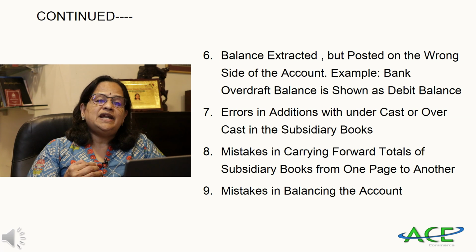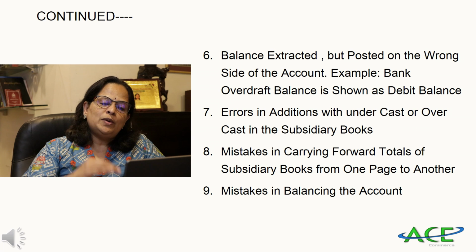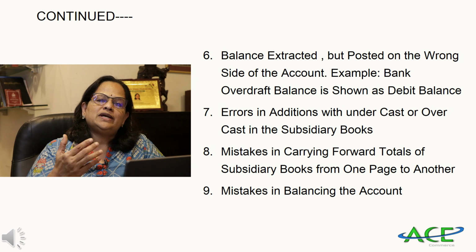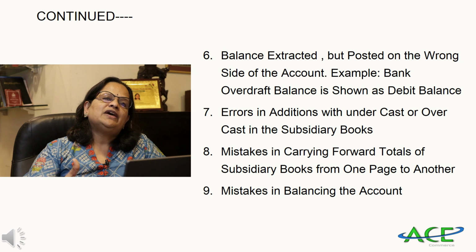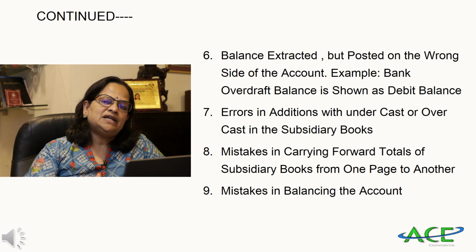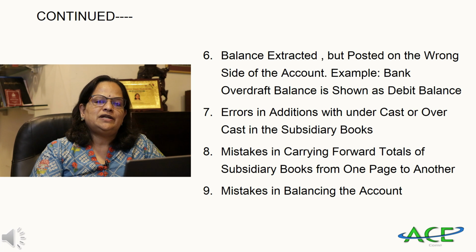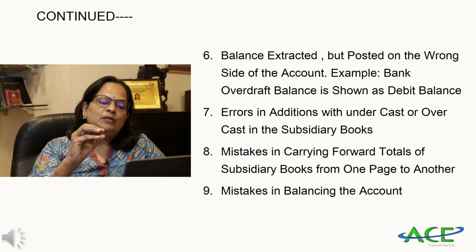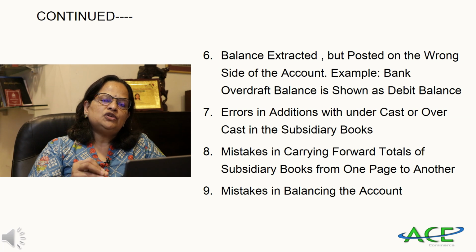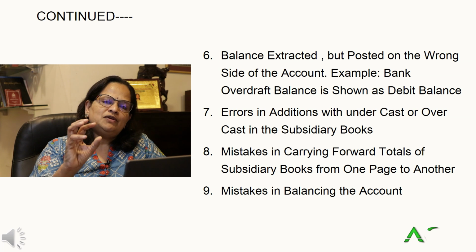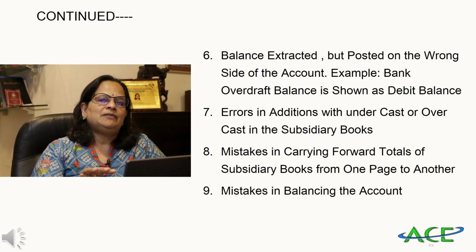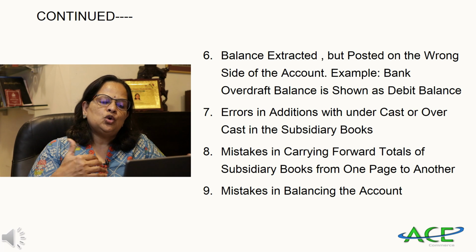Next are errors in additions. Sometimes there is overcasting or undercasting. Overcasting is when the amount is 100 and we write a higher value, for example 110. Undercasting means if the value is 100, you write a lesser value, for example 10. These are the errors in additions, with under or overcasting in the subsidiary books, and they may also be due to oversight.